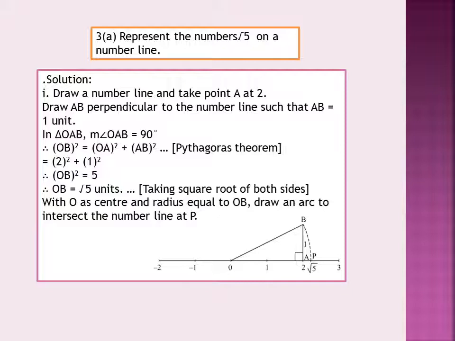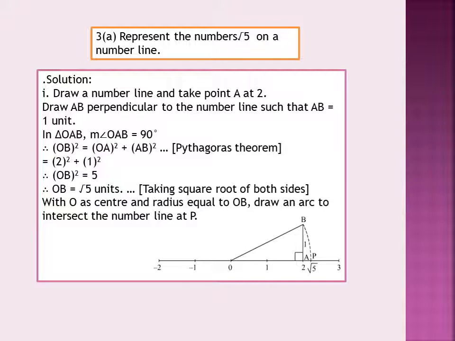5 is equal to 1 plus what? 4. And is 4 also a perfect square or not? 4 is a perfect square of 2. Therefore we will draw a number line and take a point A at 2 units. Then we want to draw AB perpendicular to the number line such that AB is equal to 1 unit. Means here OA is equal to 2 units and AB equal to 1 unit.